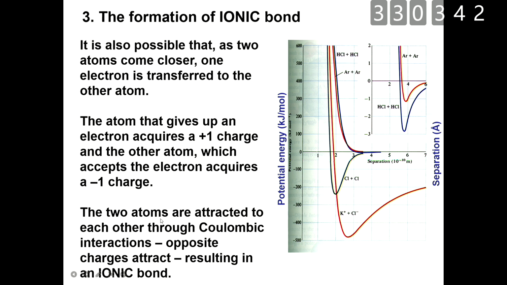Basically, the two atoms are attracted to each other through electrostatic interactions, resulting in an ionic bond. Okay. And of course, in an ionic bond, both of them are separated. They don't share electrons, right? They don't share electrons. Just one electron is transferred from one to another.